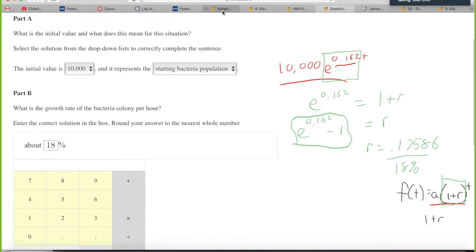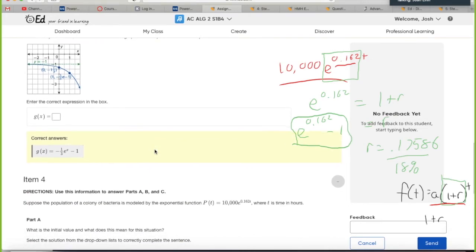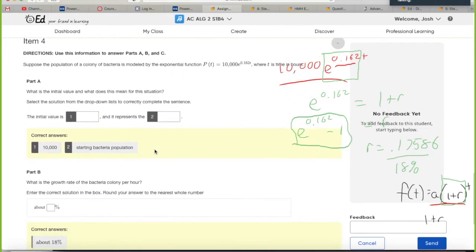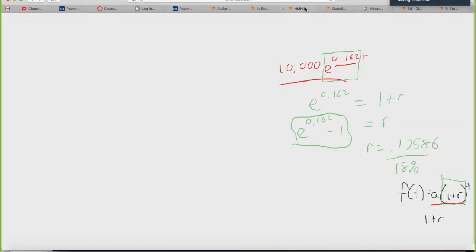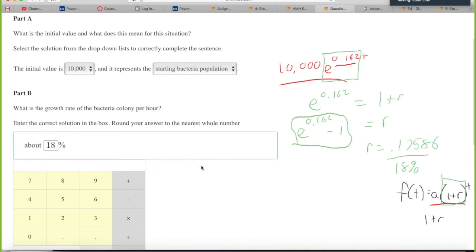That one I do want to check just to make sure we got that right. 10,000 starting bacteria, about 18%. So again, we're heading in the right direction. I like it.